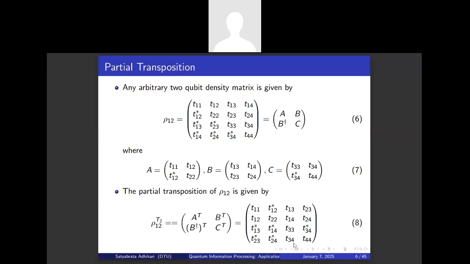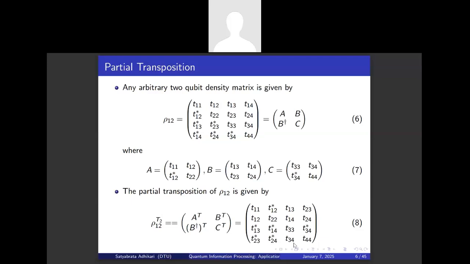Why? Because T11, T22, T33, and T44, these diagonal elements represent the probabilities. If you add all the probabilities, then it must be equal to 1. So trace of rho 12 equals 1. And the third thing, which is the most important point, is that rho 12 must be a positive semi-definite matrix. The density matrix must be positive semi-definite, meaning that all its eigenvalues must be non-negative. So these are the properties of the density matrix.